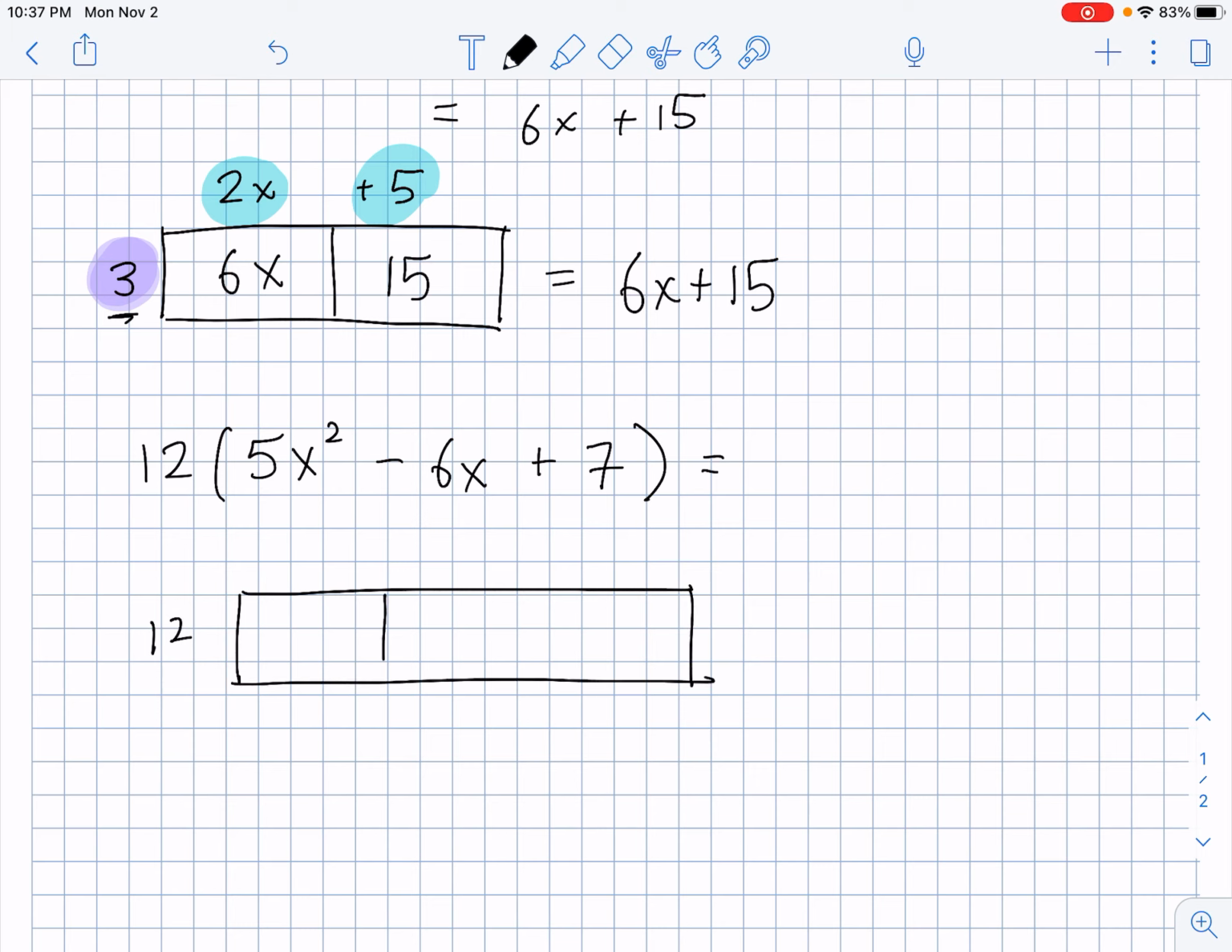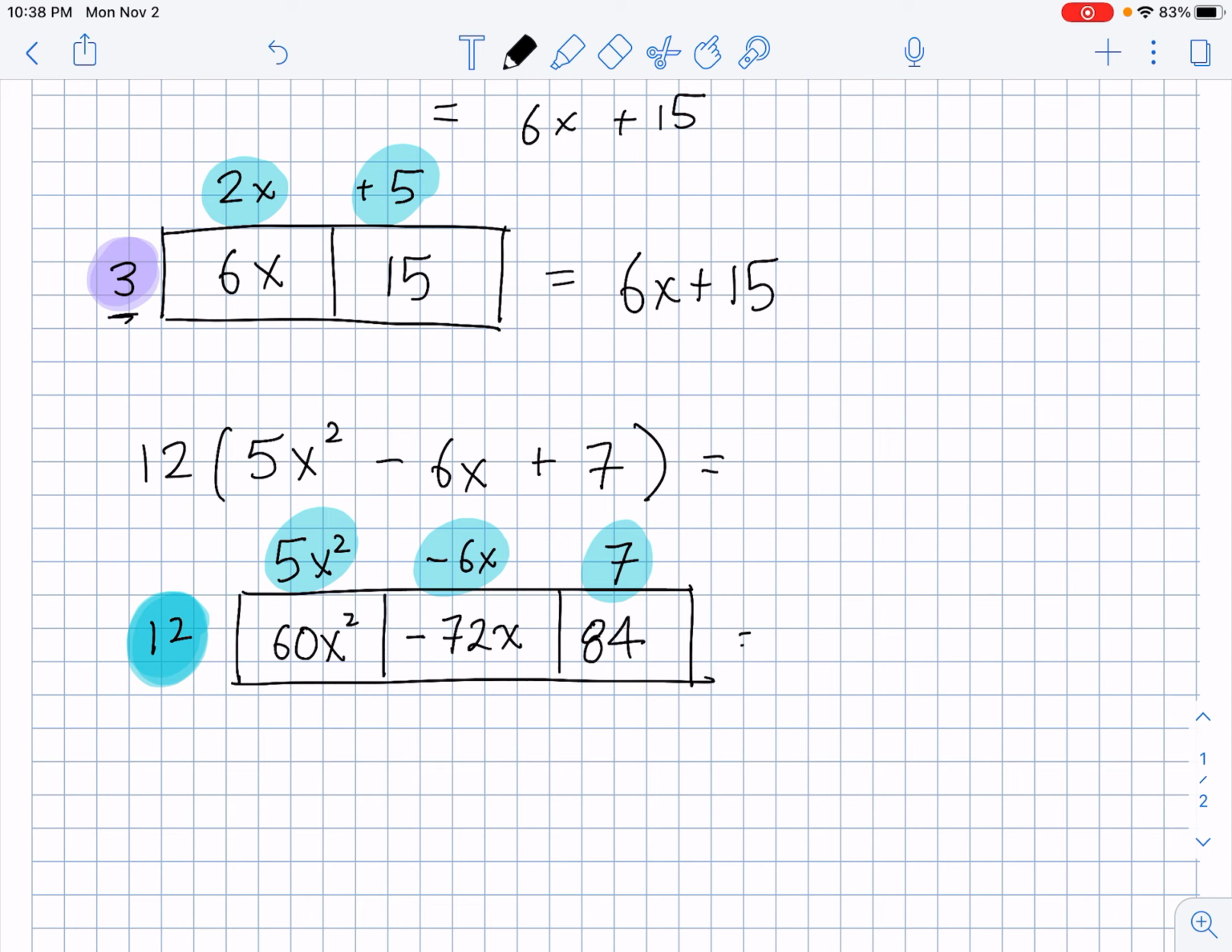Because it's a trinomial, I'm going to have 3 boxes times a monomial, 1 box on that side. And so we have 5x squared minus 6x plus 7. Now we are going to multiply 12 times 5x squared. 12 times 5x squared is going to be 60x squared. And then we are going to multiply 12 times negative 6, and 12 times negative 6 would give me negative 72x. And finally, we're going to multiply 12 times 7, and 12 times 7 is 84.